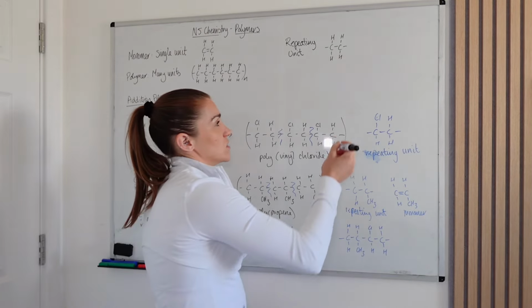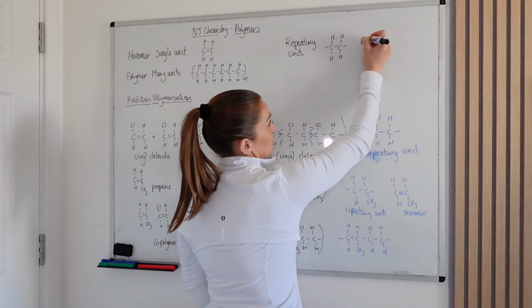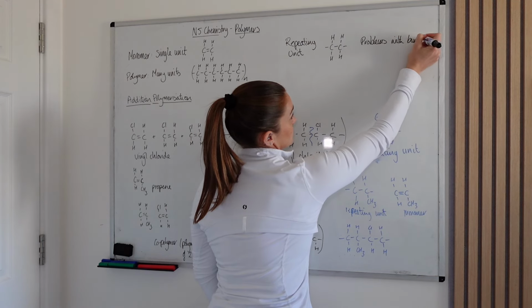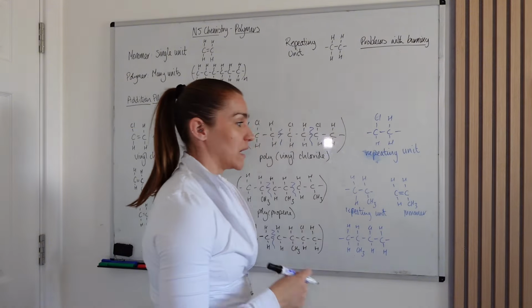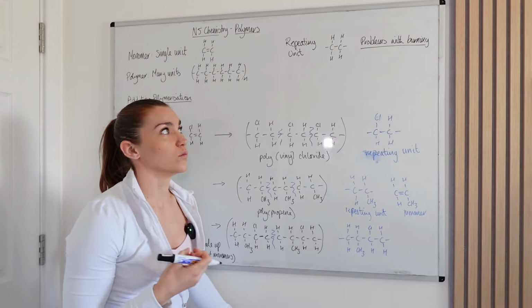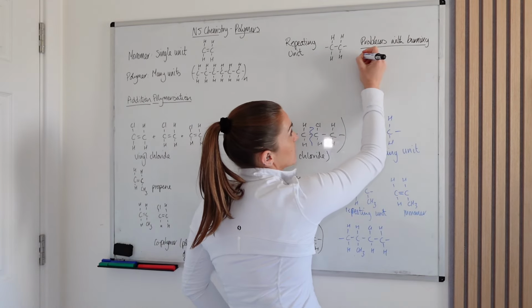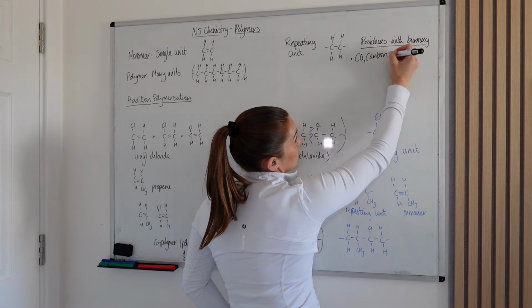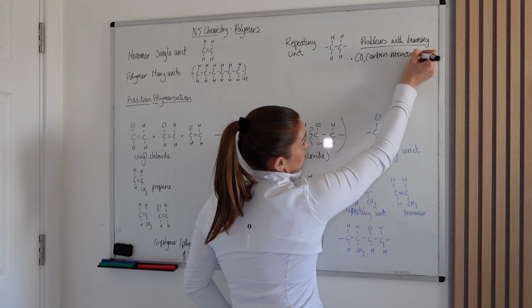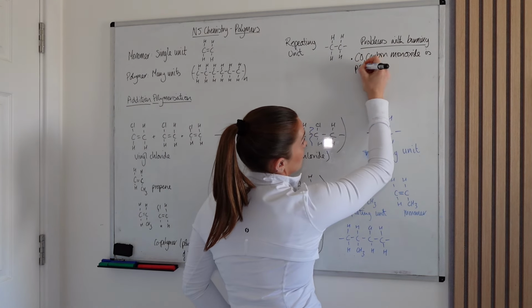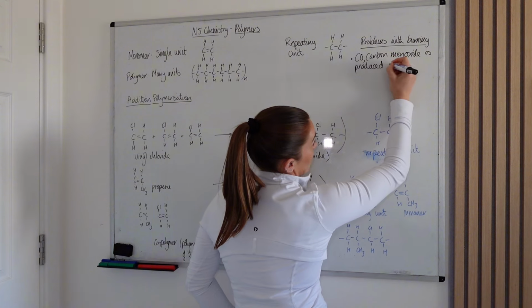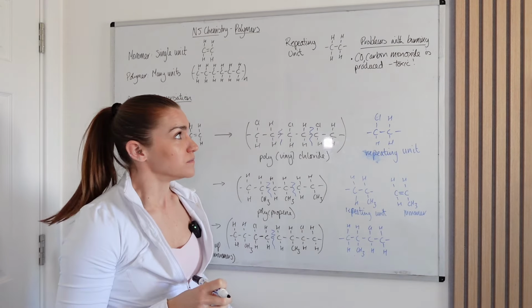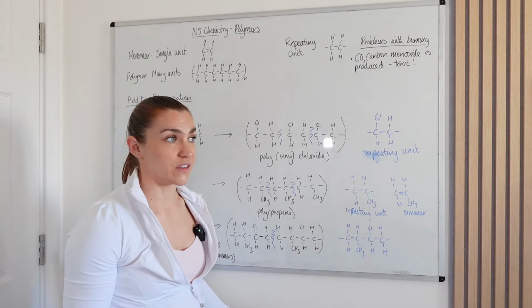So some of the gases that you need to be aware of, if I just stick this up the top here. Any plastic, doesn't matter which it is, any polymer, if you burn it, you will produce carbon monoxide. So CO, carbon monoxide, is produced, and that is toxic. So that's obviously not good. That's harmful to us and other living things around us.